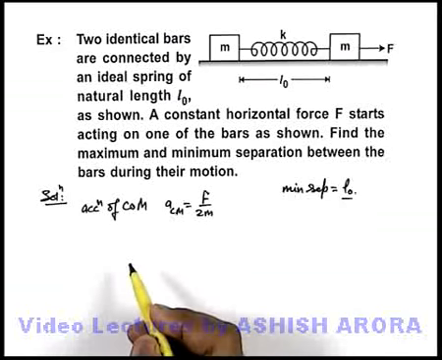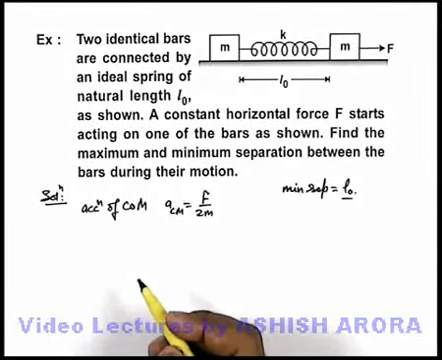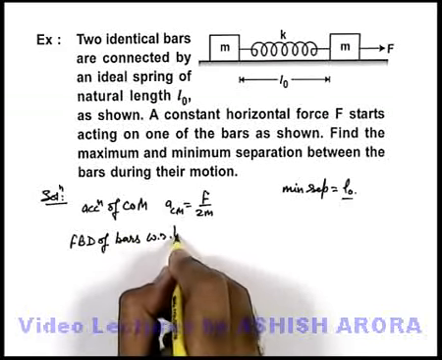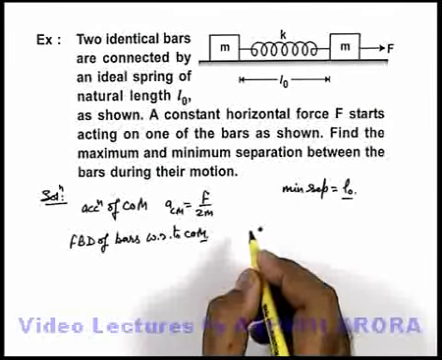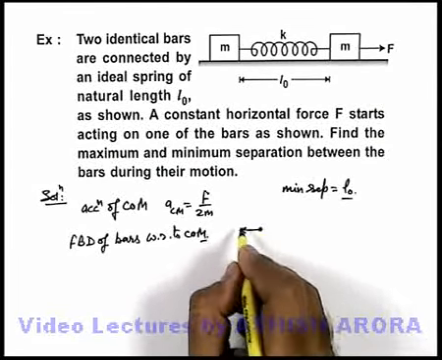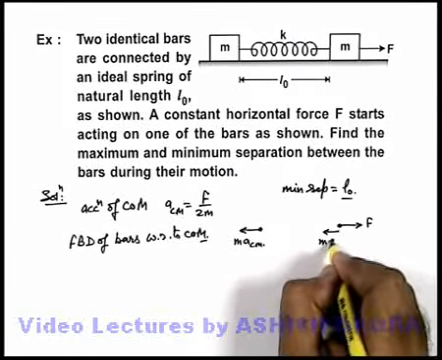Now in this situation, with respect to center of mass, if we draw the free body diagrams of the two bars, we can see for the first bar, it will be experiencing a pseudo force with respect to center of mass, which is m a_CM. And for the second body, it is experiencing an external force F and a pseudo force m a_CM.